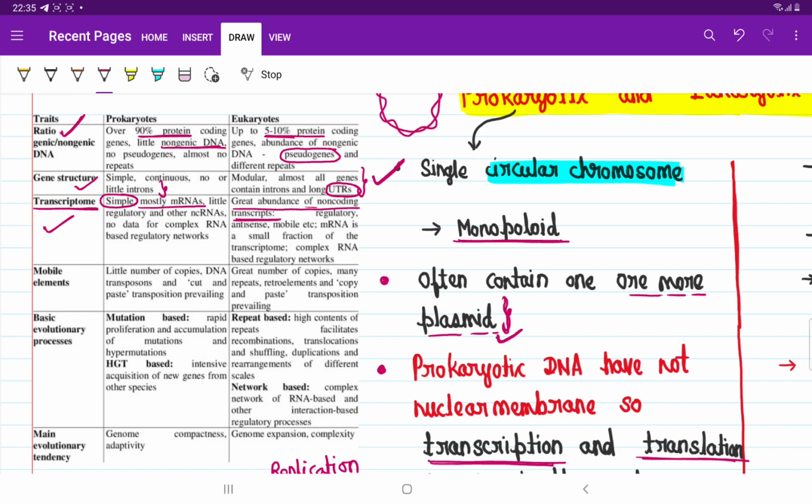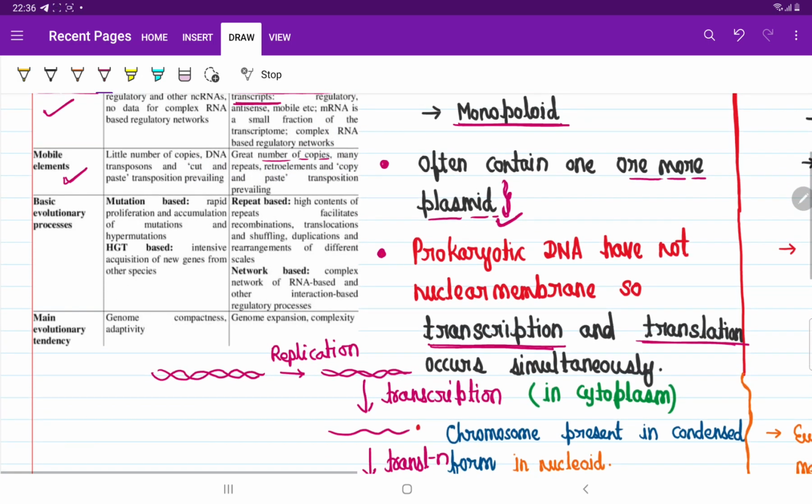Okay, then mobile elements: prokaryotes have a small number of mobile elements, while eukaryotes have a lot of mobile elements. Then you will see the DNA changes here. So they have a lot of mutation. Our prokaryotes will go through a lot of mutation based changes, right? Okay, and you will find horizontal gene transfer also there. So by horizontal gene transfer, they will acquire new genome.